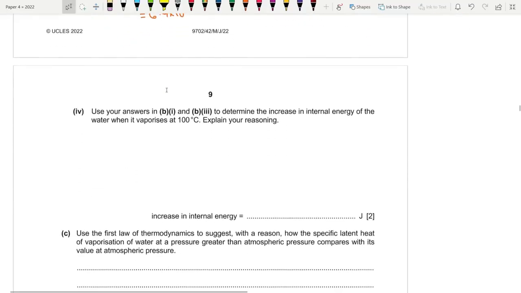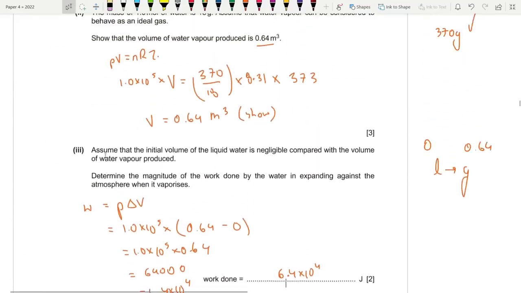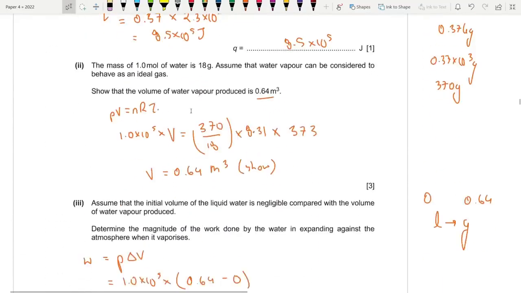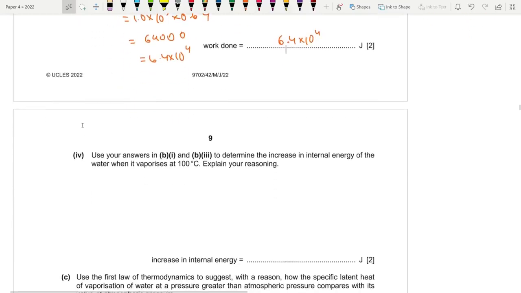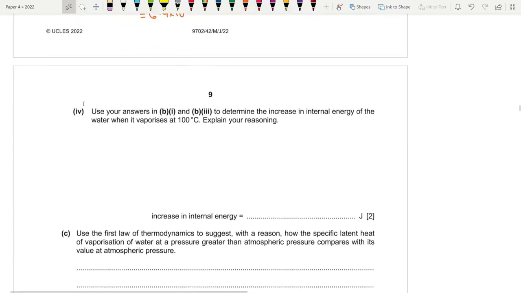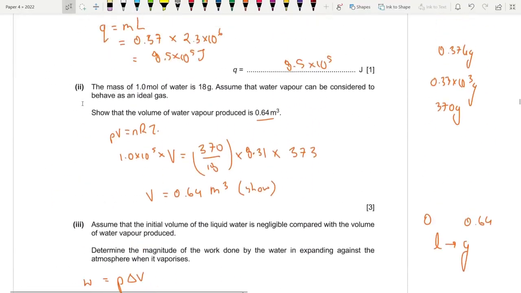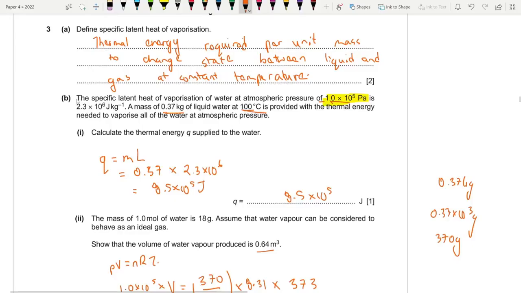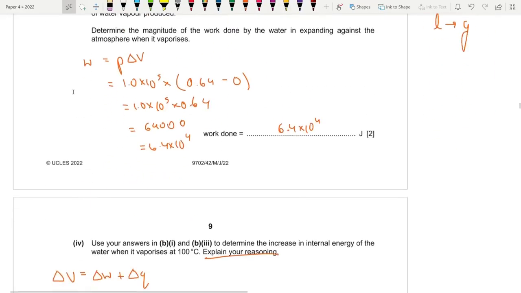Next, use the answers in B1 and B3. Which ones? B1, the thermal energy supplied, and this. Okay, so we're talking about internal energy. Let's talk about the first law of thermodynamics. What does the first law state? The change in internal energy is equal to the work done on the system and the thermal energy supplied to the system. So they want an explanation, right? So basically thermal energy was supplied to the system since it's boiling, right? So that's going to be positive.